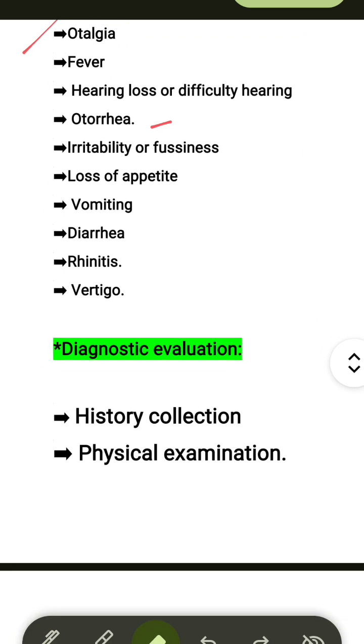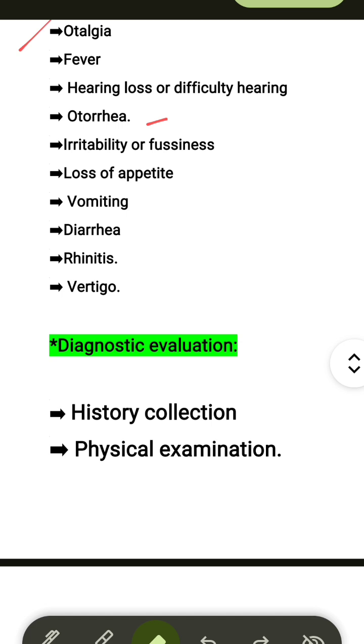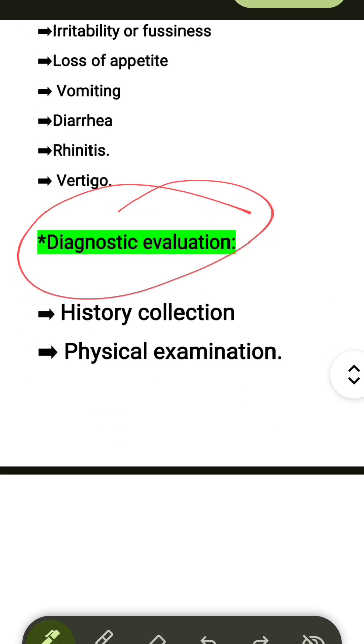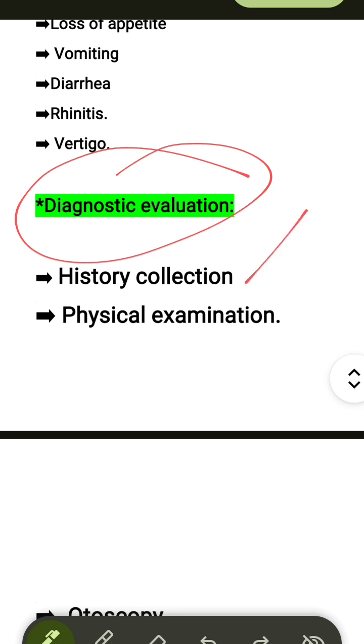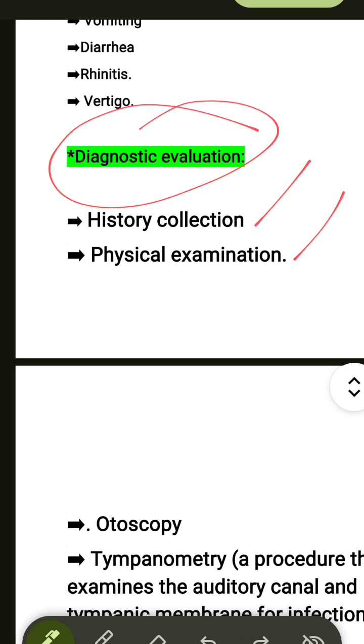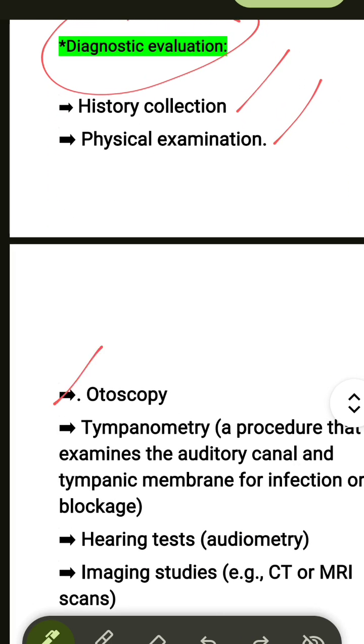Next we will see the diagnostic evaluations. In diagnostic evaluations, first of all we have to do history collection and physical examination. Next we will do otoscopy.